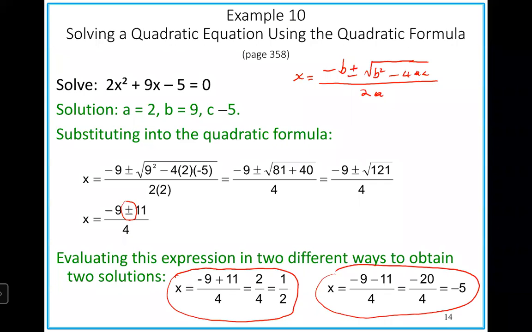Colin, I have a question. Yes, ma'am. So let's just say this equation had x squared plus 9x minus 5 equals 0. Would a then be 1? Yes, ma'am. Okay. All right.